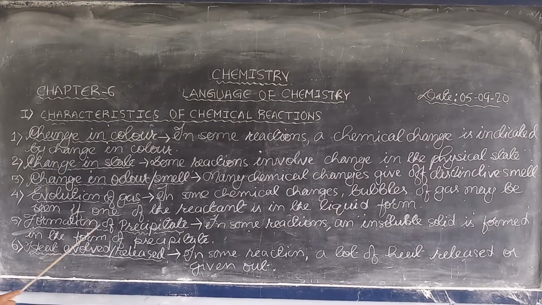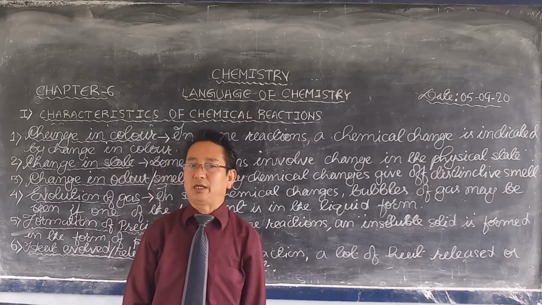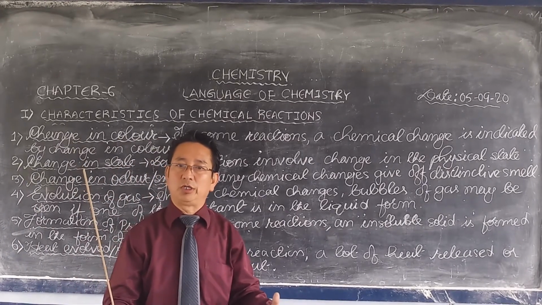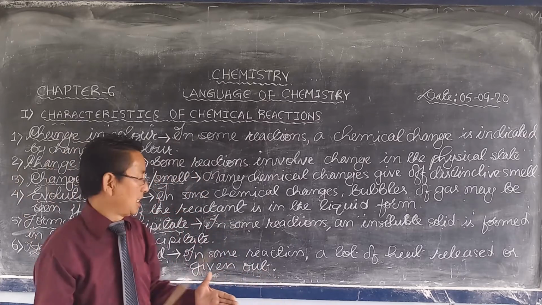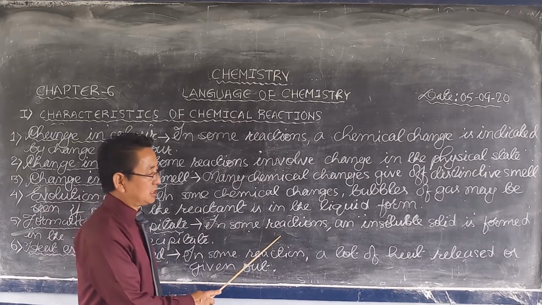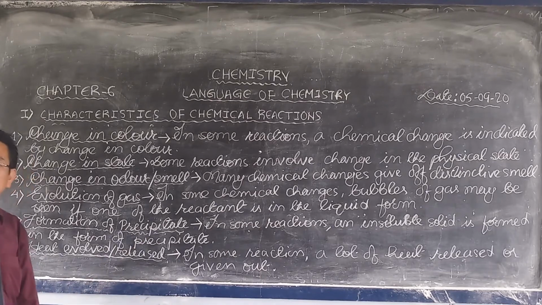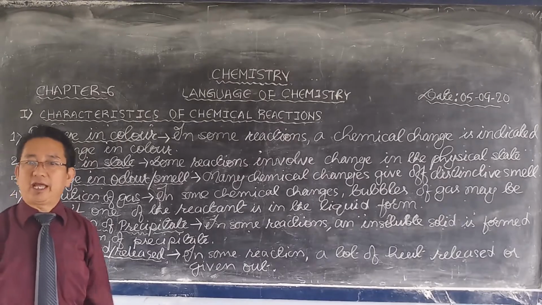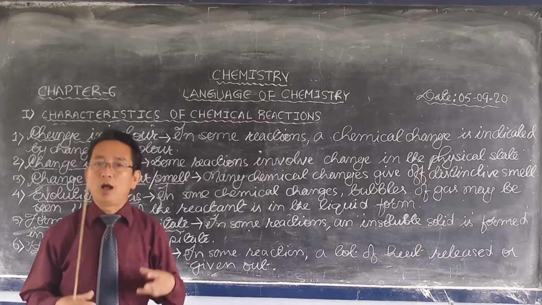Now next, formation of precipitate. In some chemical reactions, a chemical change is indicated by the formation of an insoluble salt, a solid, which is in the form of precipitate. As you can see here, formation of precipitate. In some reactions, an insoluble solid is formed in the form of precipitate. When two salt solutions are mixed, they give an insoluble solid in the form of precipitate.